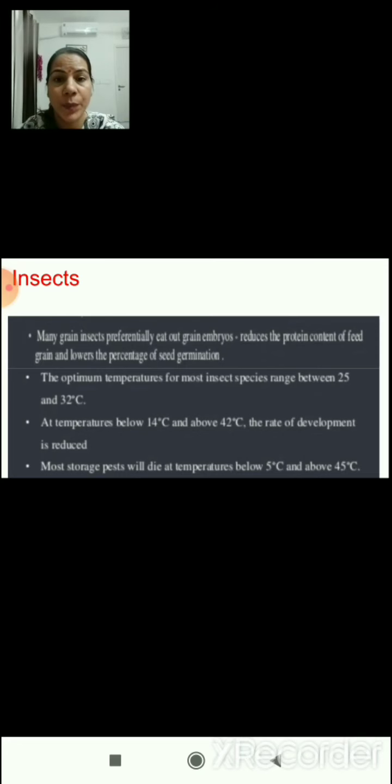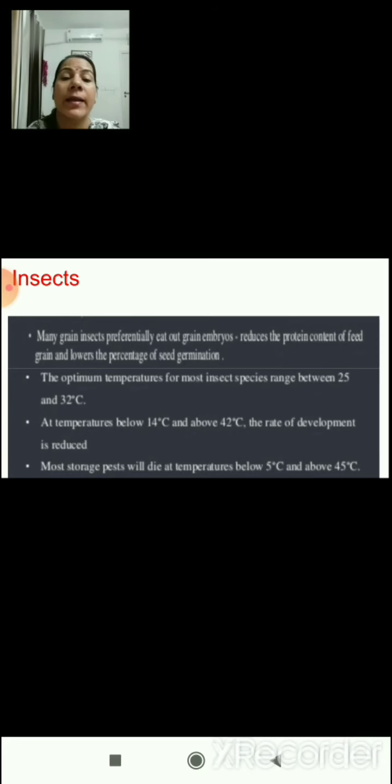germinate very well. The optimum temperature for most insect species ranges between 25 to 32 degrees Celsius. At temperatures below 14 degrees Celsius and above 42 degrees Celsius, the rate of development is reduced. Most storage pests will die at temperatures below 5 degrees Celsius, which is very cool, and above 45 degrees Celsius, which is very hot.